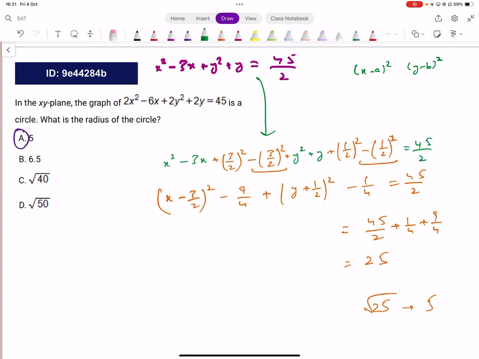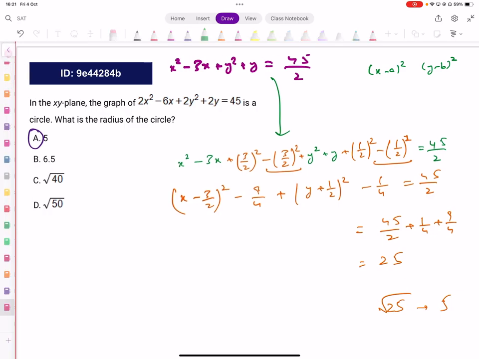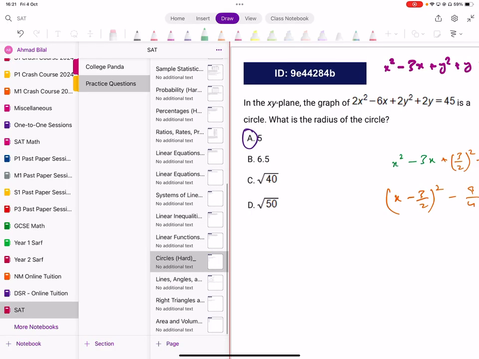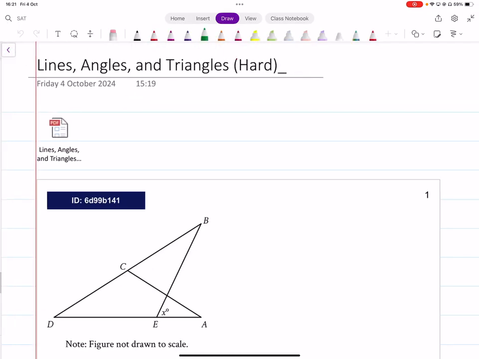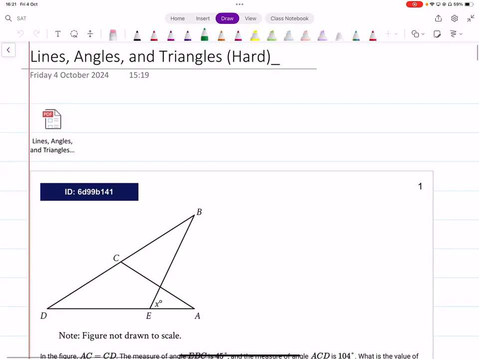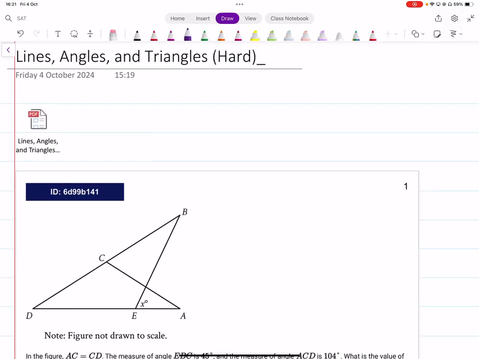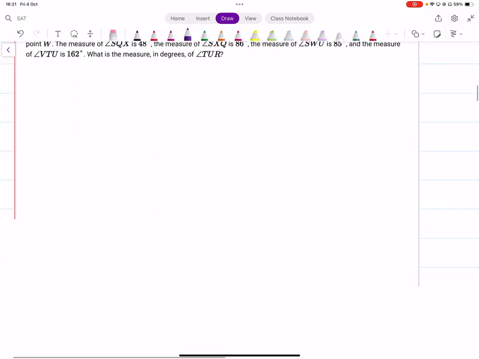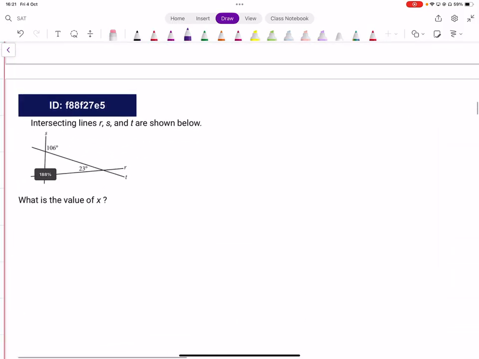All right, so that was circles. Let's move on to the next one. The next one is lines, angles, and triangles. Okay, so this is the next PDF. Let's do hard questions from this as well. Lines, angles, and triangles. So first of all, we have question number 3 from this PDF.